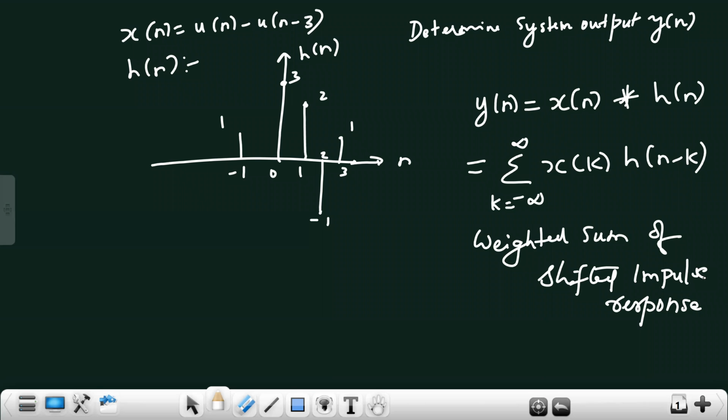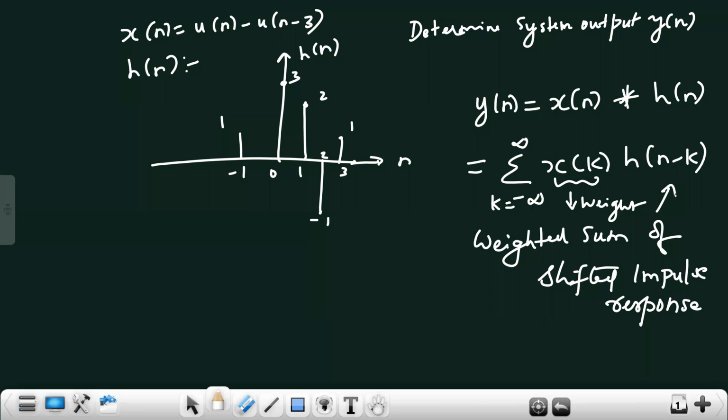Clear? What is the weight here? Weight is nothing but the scaling factor, that is x of k. x of k is called the weight. This weight is multiplied by h of n minus k. h of n minus k is nothing but the shifted impulse response. So the weighted sum means sigma k equal to minus infinity to infinity. The weighted sum of shifted impulse response will get you the final output y of n if both x of n and h of n are given in the question.